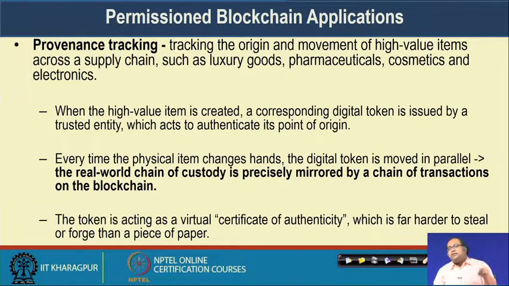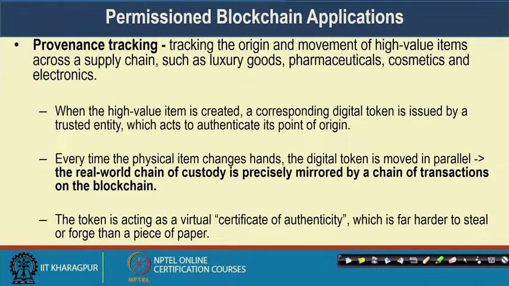And because the information has been stored inside the blockchain, no one will be able to deny it later on that he or she has not received that particular asset, or has not forwarded the asset to another party. So, this token is acting like a certificate of authenticity, which is far harder to steal or forge than a piece of paper. If you are writing something on a piece of paper, it is easier to forge compared to putting it inside a blockchain. And the good thing here is that you do not need to rely on a centralized architecture to implement this kind of concept.